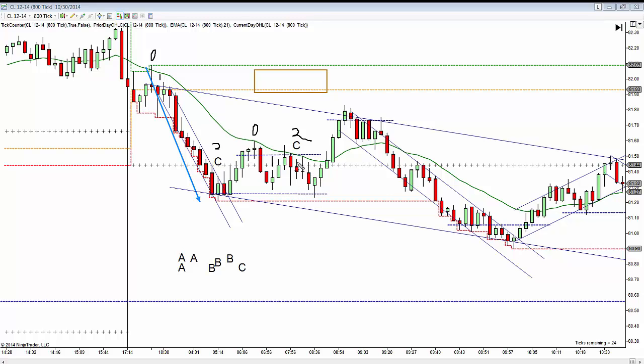Let's look back. Seeing as this one didn't work, let's count off of this one. So here's the new high. So we'll call this one the new high. Here's your first entry long. Here's your second entry long.